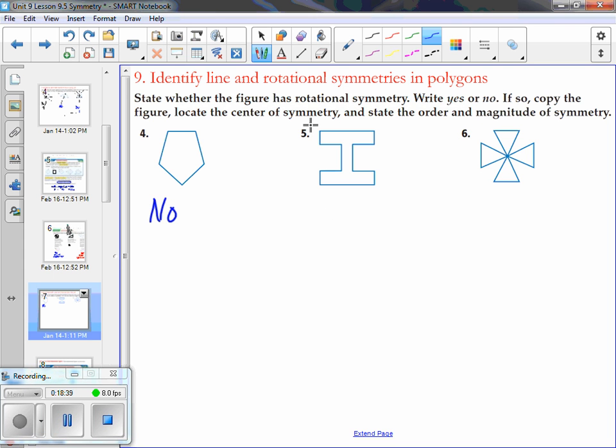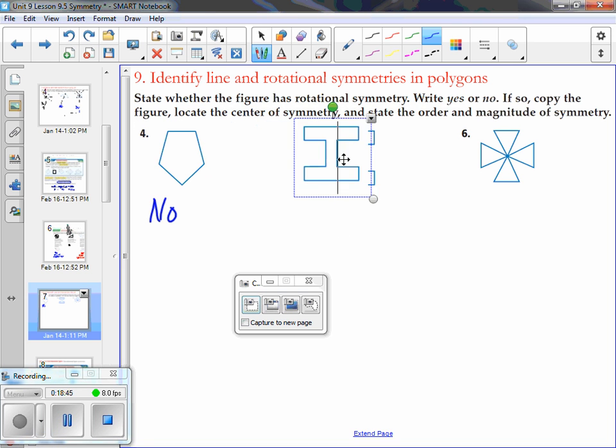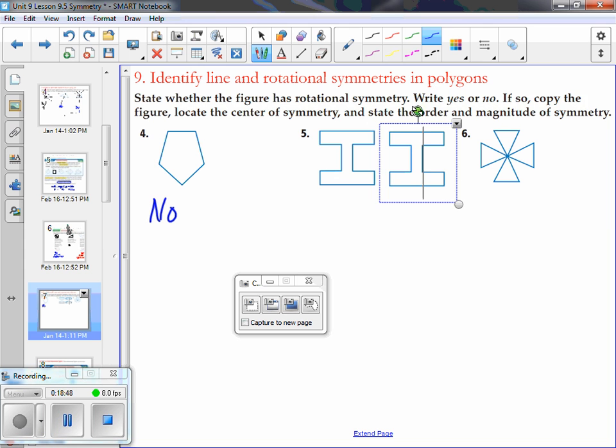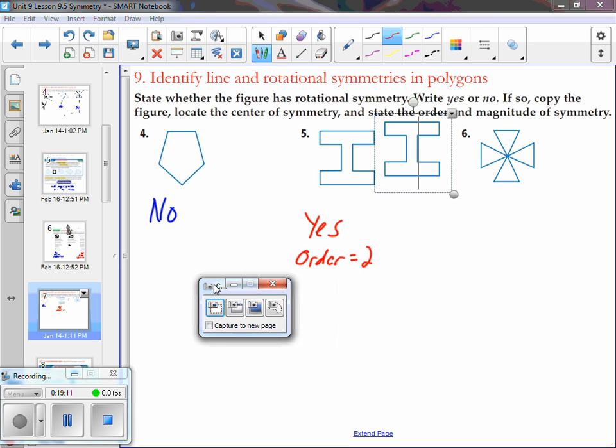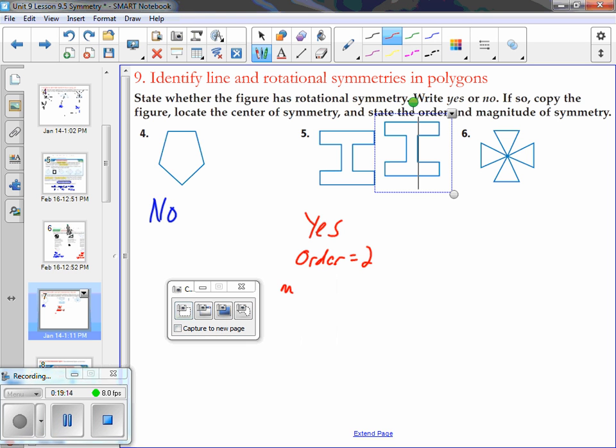All right, well then, number 5. Let's see if I can duplicate this one. Again, I don't know why the little lines are there. All right, so they're identical now. Rotate. Yeah, they're identical again, except for the silly little line that's there. So that's 1, 2. So yes, it does have rotational symmetry. The order is 2, and if the order is 2, the magnitude must be, that's right, 180. Okay, so far so good.